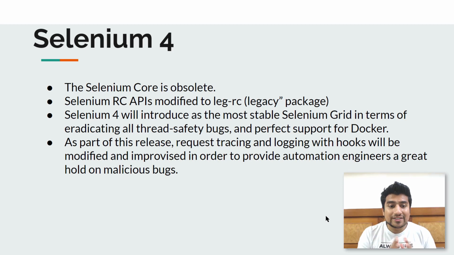Alright, and as they say in the last point, as part of this release, the request tracing and logging with hooks will be modified and improved in order to provide automation engineers better handling of malicious bugs. Sometimes whenever we are running Selenium grids, certain bugs were coming and we were not able to set it up properly, so that is going to be removed.